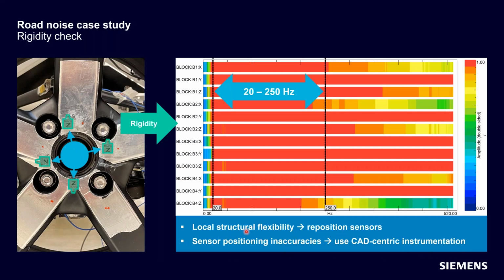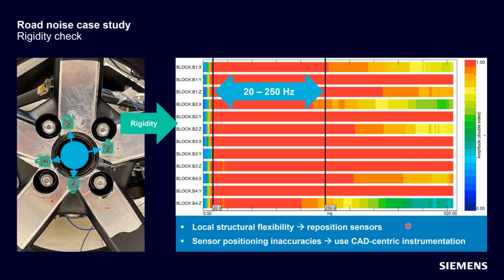But what also reduces rigidity is inaccuracies in your sensor positioning. This is really where this CAD-centric instrumentation comes into play. But also for the excitation points, if you're using an impact hammer, for example, the actual alignment of your impact hammer with where you say that the excitation will be is not going to be perfect. There is always some tolerance on the angle of your hammer compared to the impact points. So this kind of inaccuracy tends to also reduce the rigidity function.